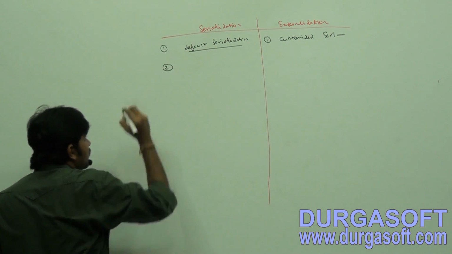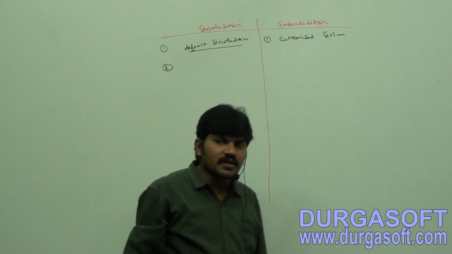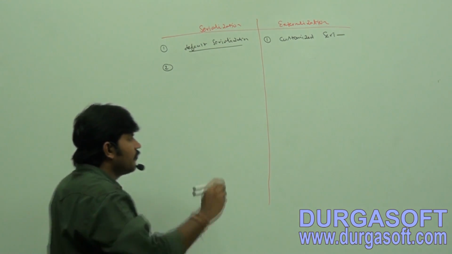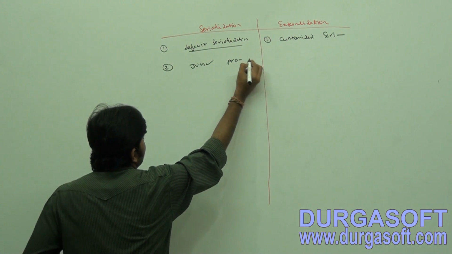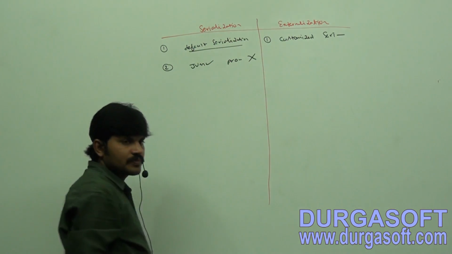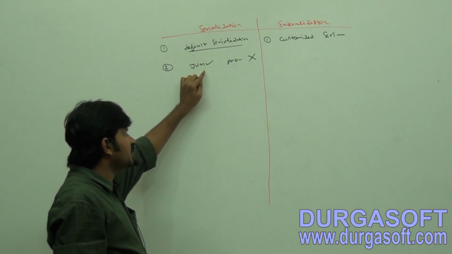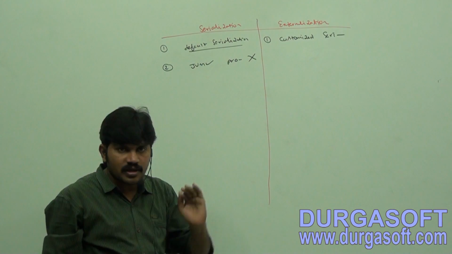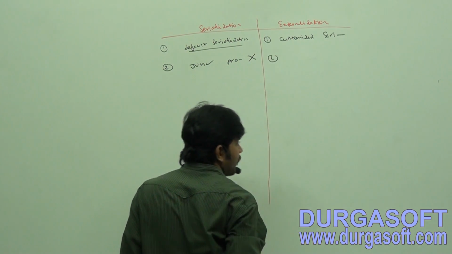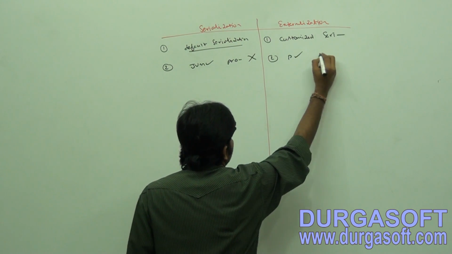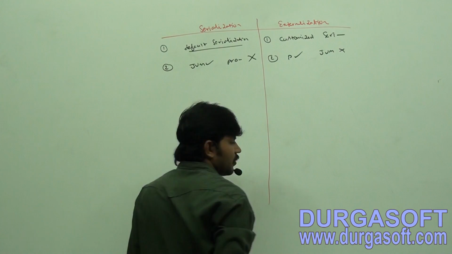Next, in serialization, everything is taken care of by the JVM. The programmer doesn't have any control. Are you getting? But in externalization, everything is taken care of by the programmer. JVM doesn't have any control.